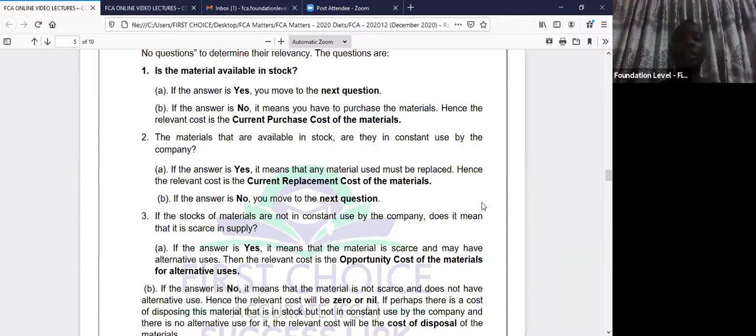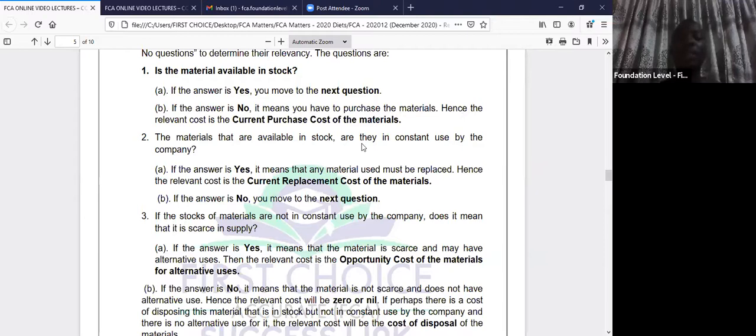Replacement cost is the same thing as the current purchase cost. It means that as you use it now, you are going to go to the market to buy it at the current market price and replace it. Maybe before they allow you to start using it, you've given them money to go to the market to buy it to replace, and that's fine.